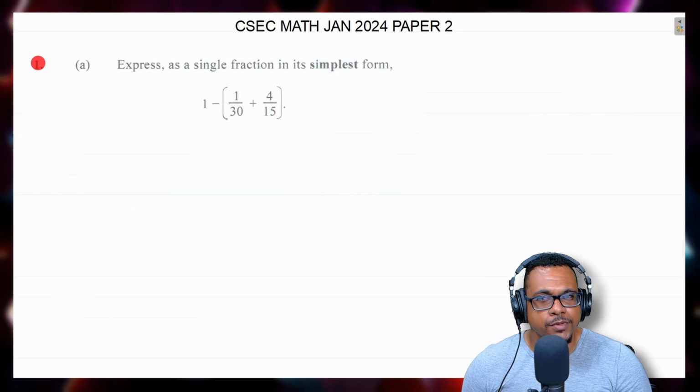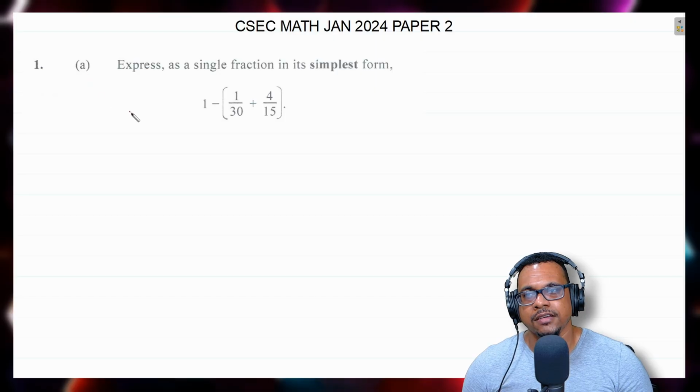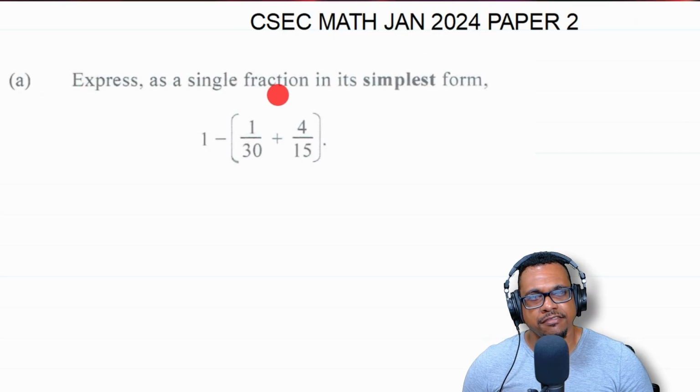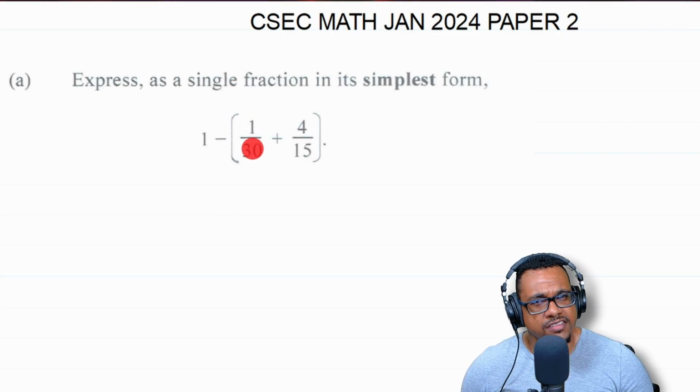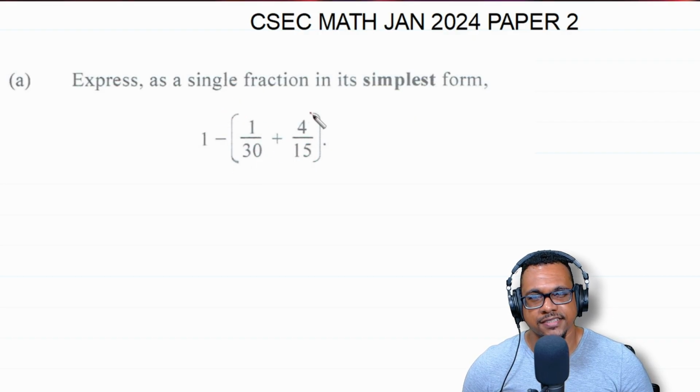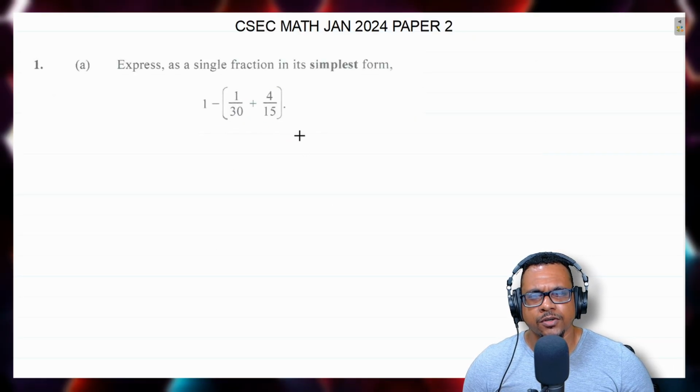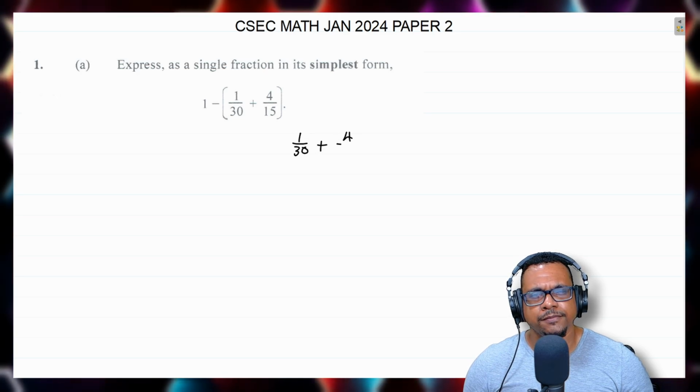So here we have in our first question, question 1 part A, we have expressed as a single fraction in its simplest form. Now notice this question never asks us to use our calculator, therefore we have to show all working. So first, applying BODMAS, we know we have to work out brackets first. So we'll have to work out this 1 over 30 plus 4 over 15 first, because this is in brackets. So I'll just come here and work that out. So I'll have 1 over 30 plus 4 over 15.